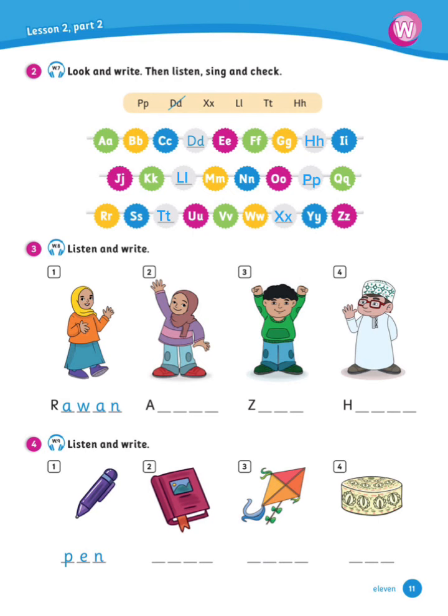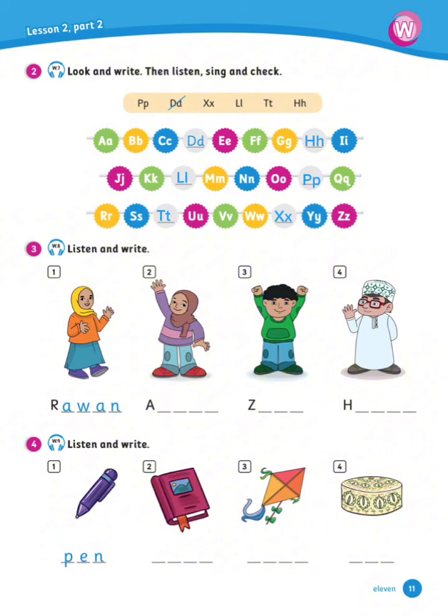Exercise number 3. Listen and write. We're gonna hear 4 different conversations. Try to figure out the names of these children. Listen carefully.